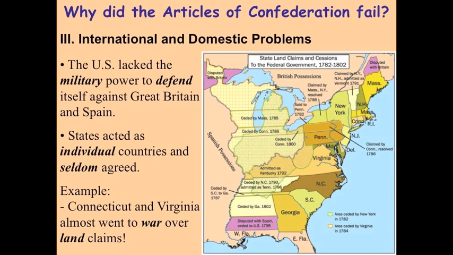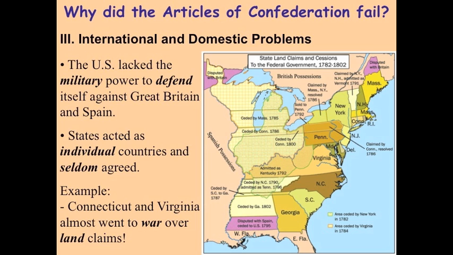The third issue with the Articles of Confederation is the international and domestic problems. The US government could declare war, but they didn't really have a good military. After the Revolutionary War, everyone just kind of leaves and goes back to their hometowns, and that's the end of the Continental Army. So they lacked the military power to defend themselves in case Great Britain tried to come back or Spain tried to come here to colonize.